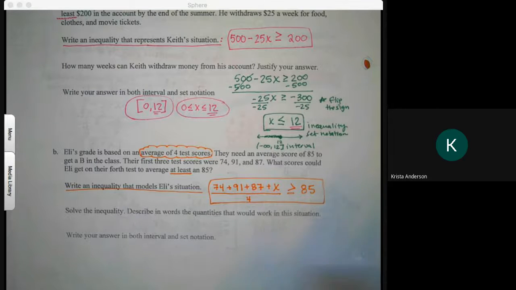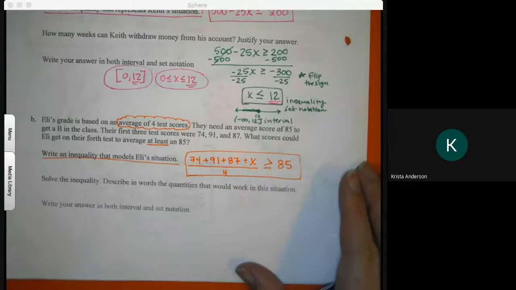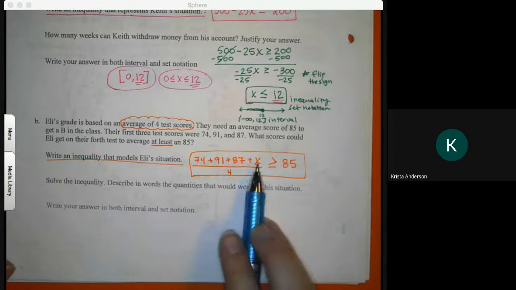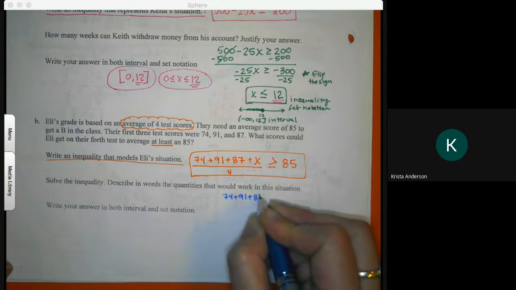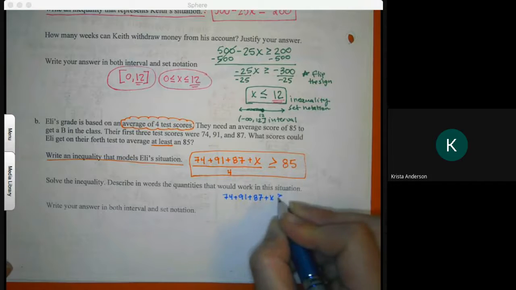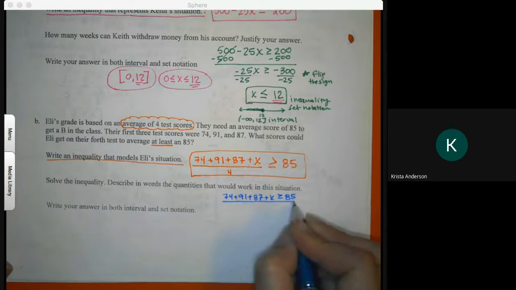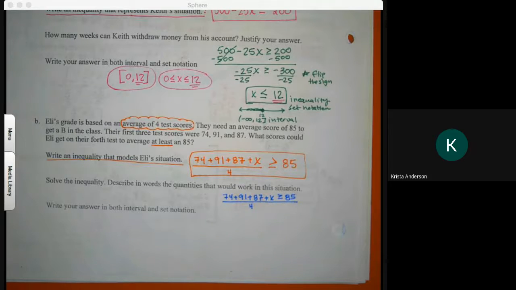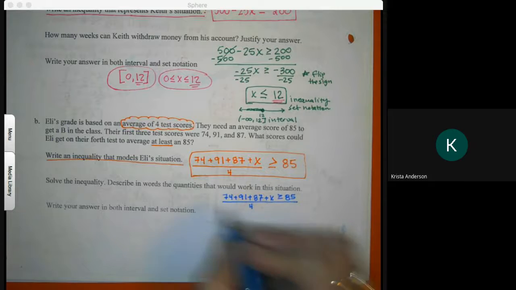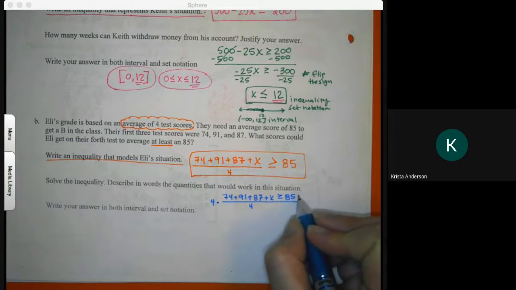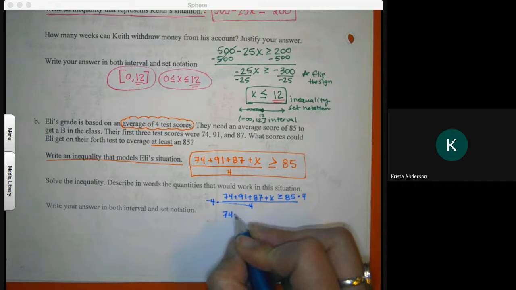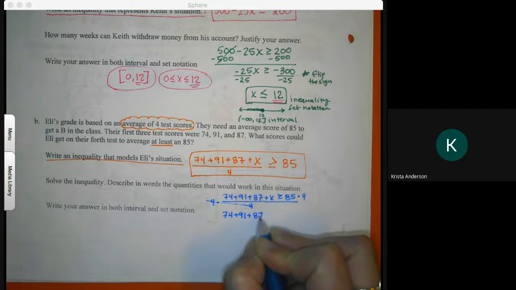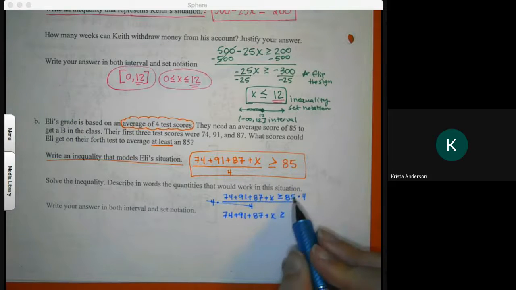Now I'm going to go down and solve and find out what that X needs to be. There are a few ways you can do this. Whoops, I drew that line too far. In order to get this 4 out of the denominator, I would need to multiply both sides by it. That would end up canceling the 4. And then I would have 4 tests, so basically 4 tests that would average up to 85.